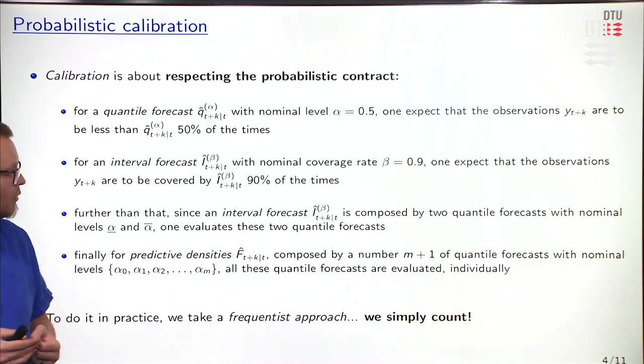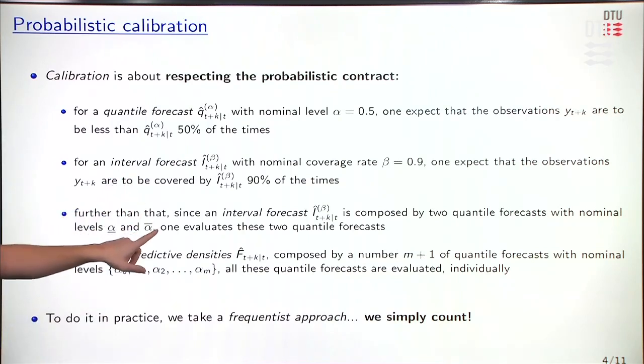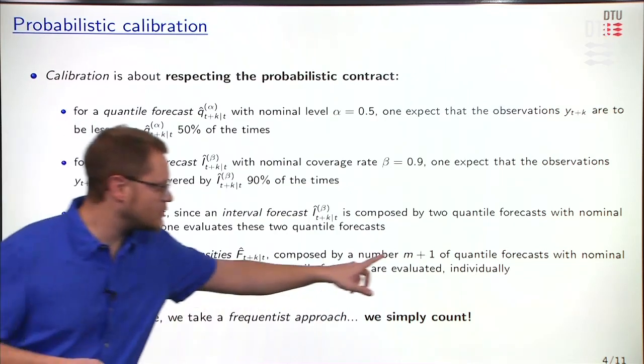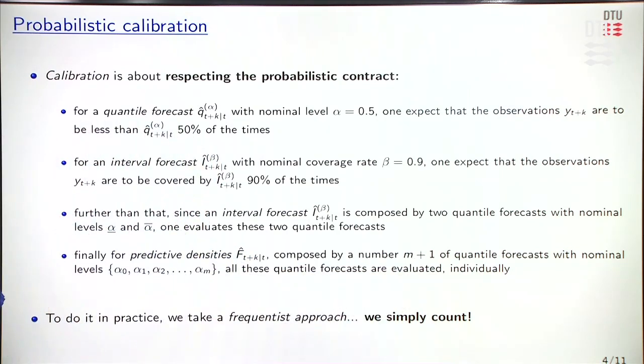So actually, if we want to evaluate this interval forecast, we can also evaluate the calibration of the two quantile forecasts that form this interval forecast. Eventually, predictive densities are composed of a number, let's say m plus 1, of quantile forecasts with different nominal levels of increasing value, so alpha 0 to alpha m. And again, all these quantile forecasts can be evaluated individually. An example could be that all these nominal levels go from 0, then 0.05, 0.1, etc., till 1.